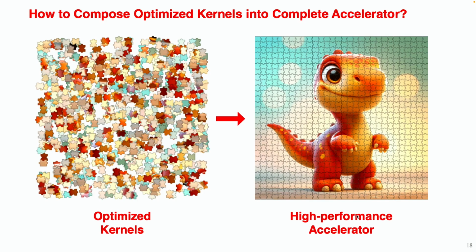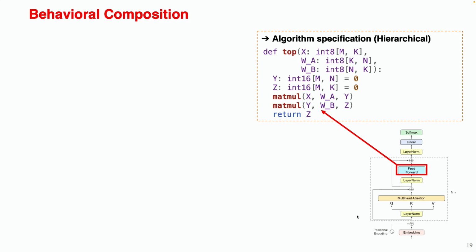Now, suppose we have already optimized the individual kernels. The next question becomes how to compose these kernels into a functionally correct and high-performance accelerator. As I mentioned earlier, there are many ways to compose kernels in Allo. In this example, I show a common pattern from a transformer model that is cascading two matrix multiply kernels by function calls.